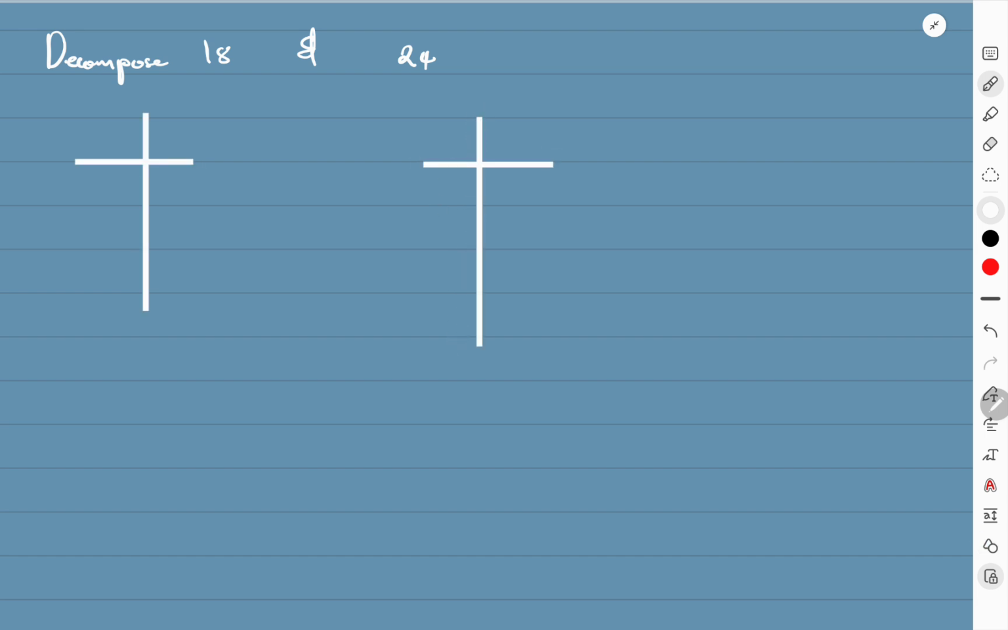Now from that particular cross here, I'm going to have an 18 this side and a 24 that side. I'm going to start with the 18. Numbers that can go into 18, the first prime number is a 2. Can a 2 go into 18 without having a remainder? Yes, it means I'm going to have a 2.